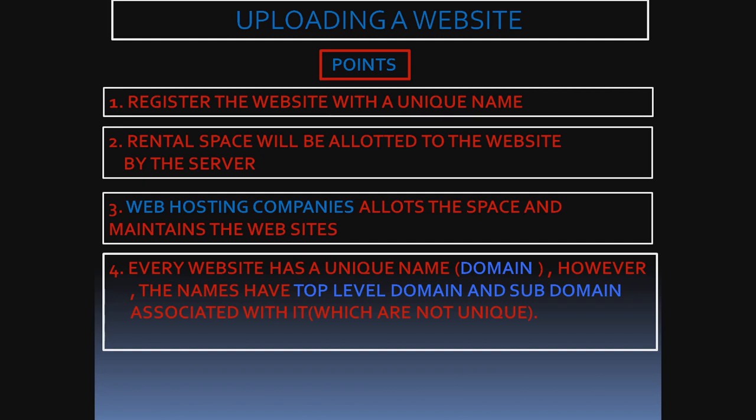We'll talk of it afterwards also. They cannot be decided by you. They are decided by the web servers, and therefore they cannot be unique. But overall, when you see the whole generic name, it stands unique. So www.cbse.nic.in is a unique web address, but here www is always there with every address, so it is not unique. Nic can be with many addresses, in can be with many addresses, so they are not unique. So top level domain and subdomain are not unique. But in www.cbse.nic.in, only the CBSE part is unique, which you have decided.